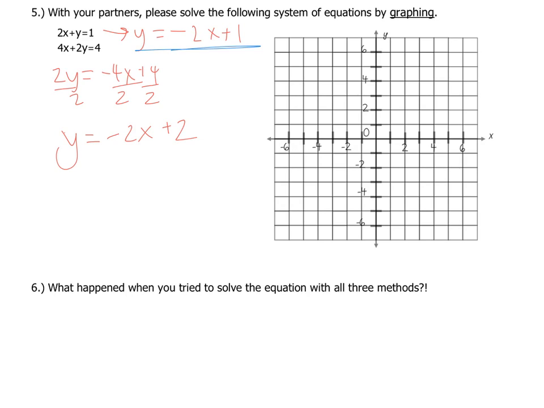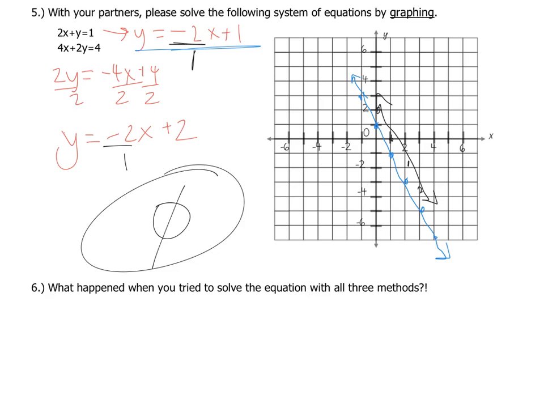So for the first equation, we start at positive 1 and go down 2 over 1. Since our y-intercept is positive 1, that's why we started at positive 1. And since our slope is negative 2, remember anytime you have a whole number, you put it over 1. So for our next one, we start at positive 2 and again go down 2 over 1. What you'll notice happens is we create parallel lines, so this one is no solution.